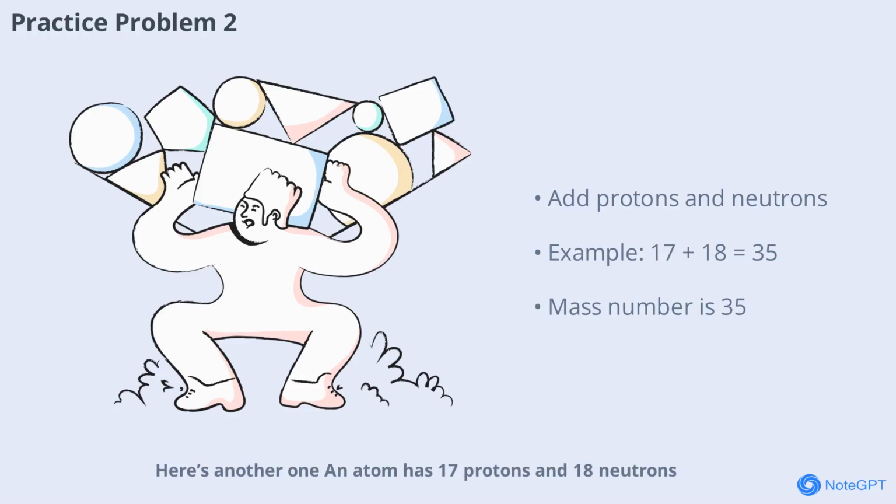Here's another one. An atom has 17 protons and 18 neutrons. What's the mass number? Add them together. 17 plus 18 equals 35. The mass number is 35. Practicing these problems will help you master the concept and apply it in real situations.